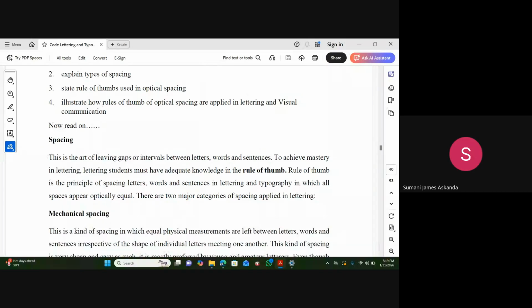This is the art of leaving gaps or intervals between letters. If your network is not good, relax for us. If your network is not good, we will not worry you to read. Someone whose network is good, read it for us so that we can move quickly and steadily. Don't forget, I told you that contribution and participation is key to your CA. So refusal to read means that you are not going to get any CA for that. Judith, please read. We don't have time. Read. Let's go.